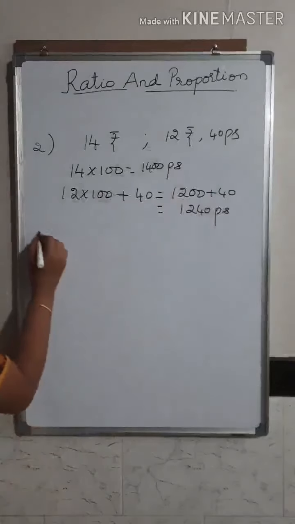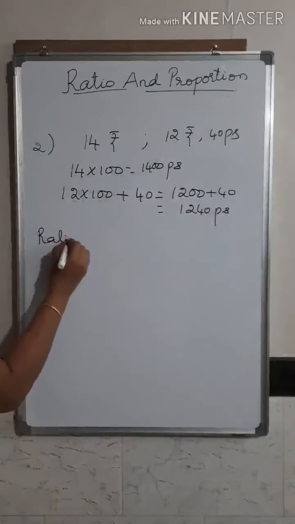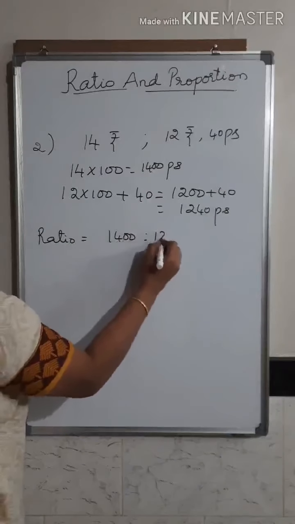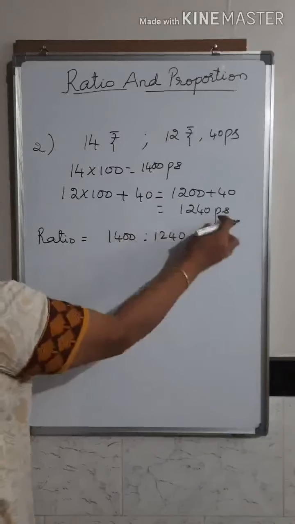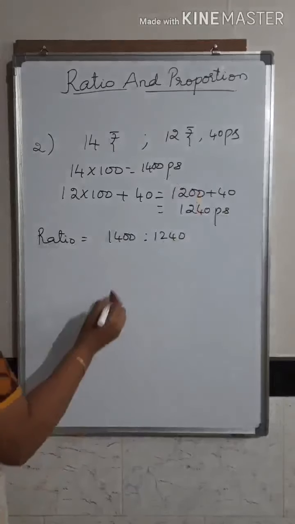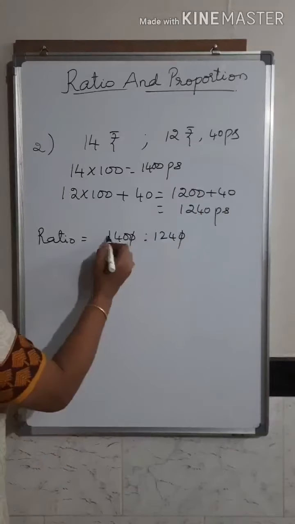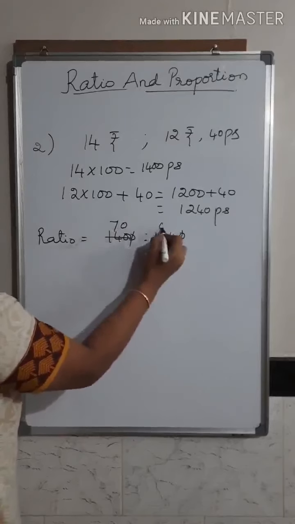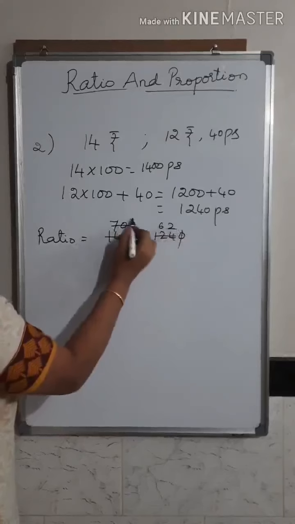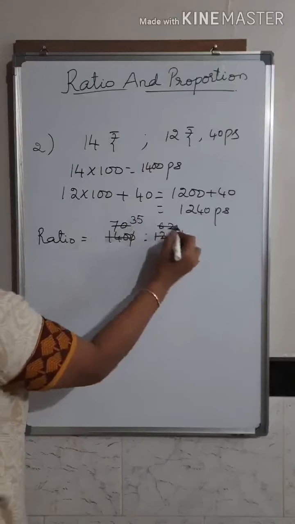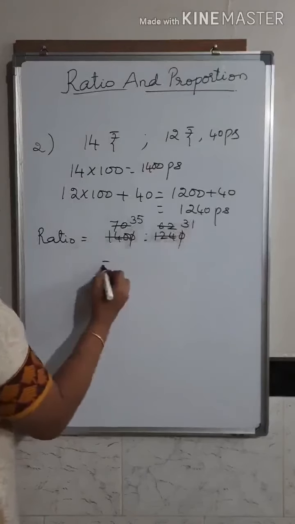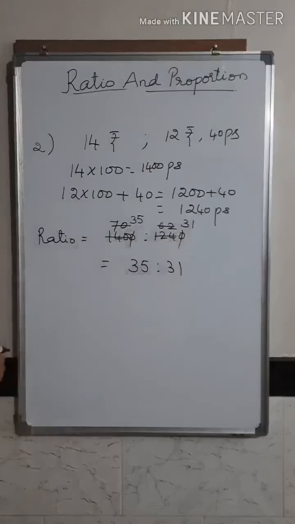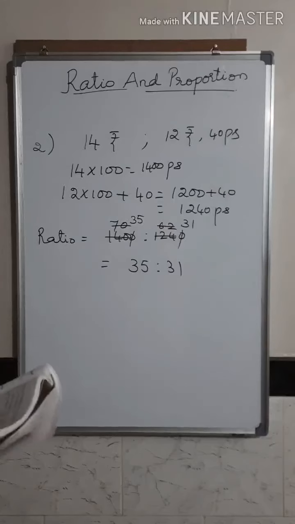Now you make the comparison. So what is the ratio you get? Ratio will be 1400 is to 1240, both in terms of paise you have to write the values. 10 gets cancelled, 2 7s are 14, 2 6s are 12, 2s are 2, 35 times, 2 3s are 31. So the simplest form will be 35 is to 31. So this is how you write it in the simplest form.